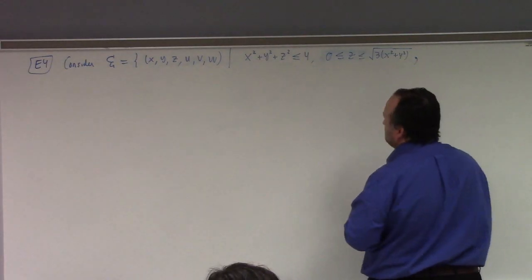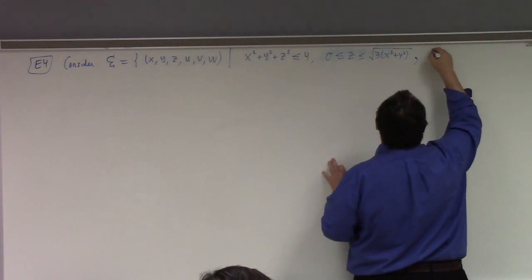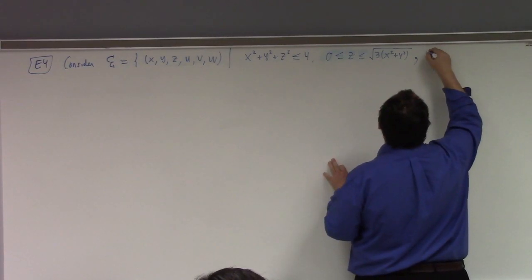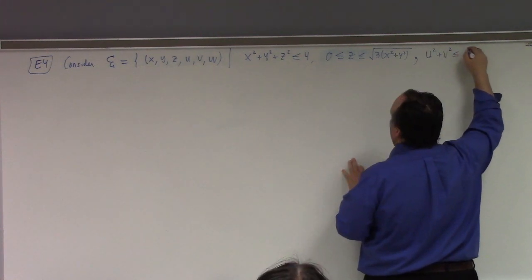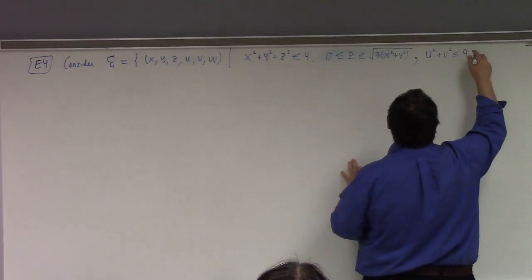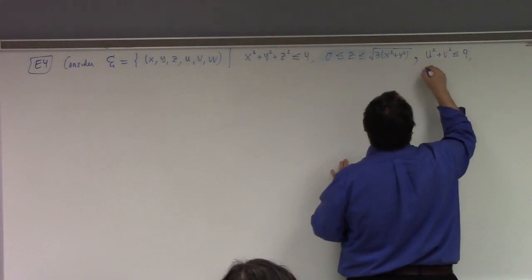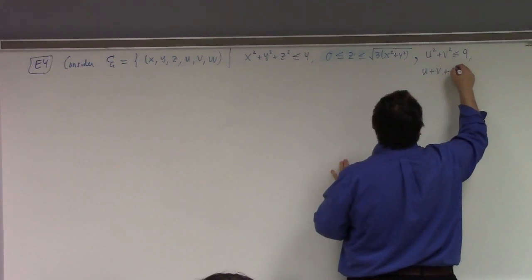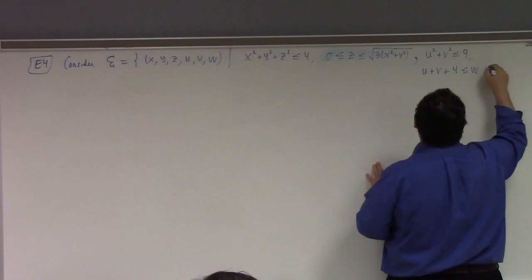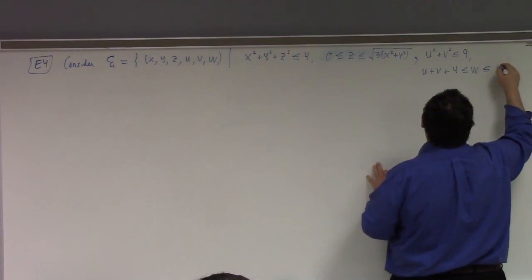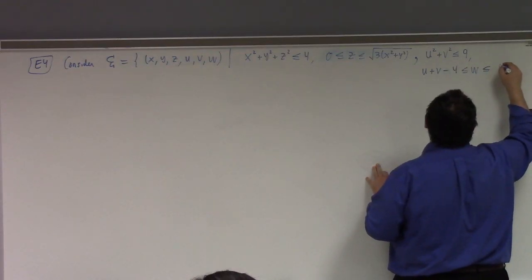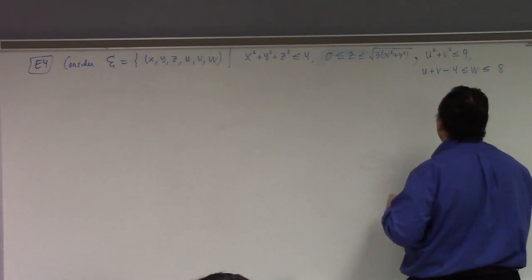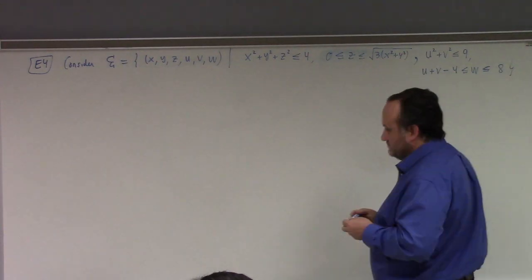And let's see here. I also have that, let's say, u squared plus v squared is less than or equal to 9, and u plus v plus 4 is less than or equal to w is less than or equal to, I'm sorry, I should have said minus 4 here, and here 8. All right.